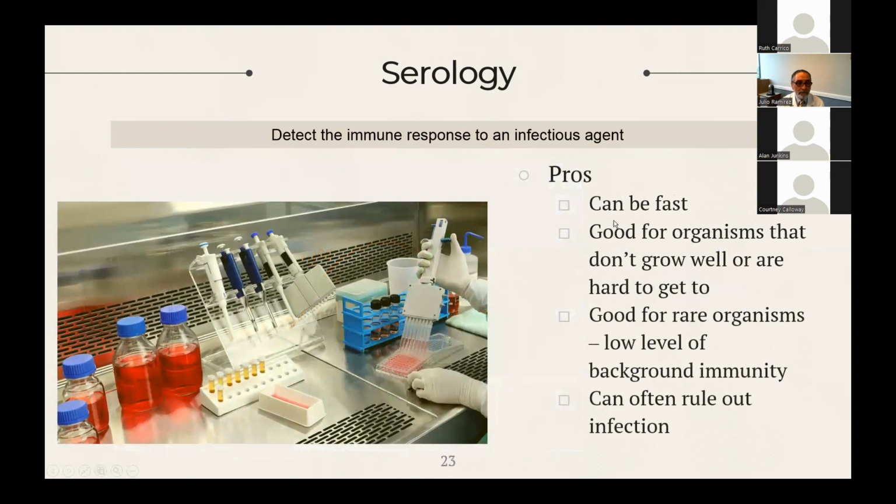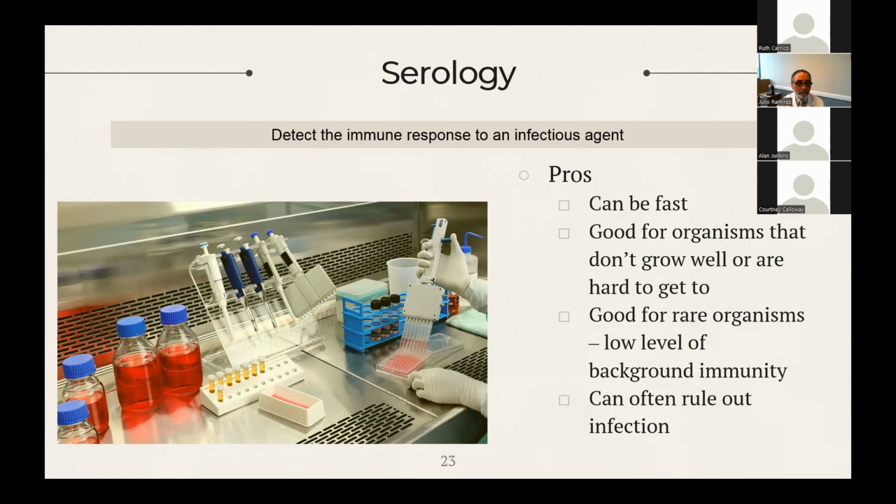Serology can be fast. It's good for organisms that don't grow well or are hard to get to, organisms that we can't culture very well and can't do a PCR on very well. If the bug is in a spot in the body where it's going to be difficult to sample, then serology might be the best way to do it. It's also good for rare organisms because you don't have many people who have antibodies against it.